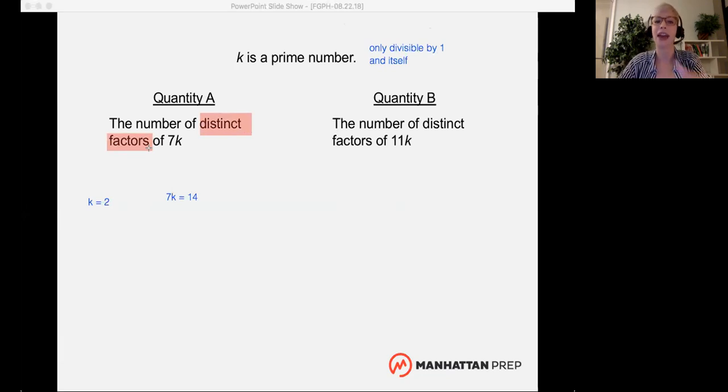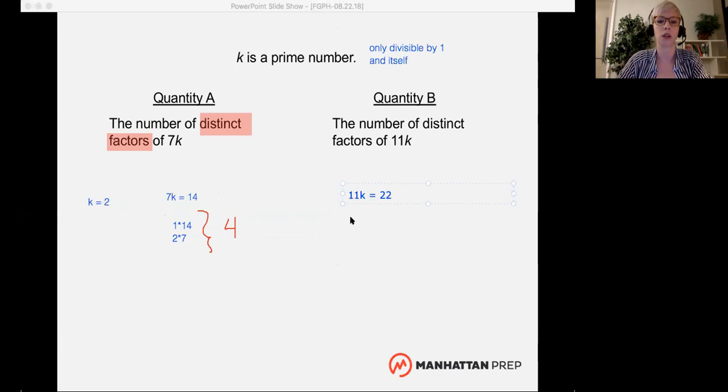Distinct factor is anything that divides into a number. And distinct, well, means not repeating, can't repeat numbers, exactly. So we don't want to just think about prime factors. Some problems ask us to do that. Here we want to think about all of the distinct factors. So to get 14, it could be 1 times 14, or it could be 2 times 7, right? So in total here, we've got 4 distinct factors.